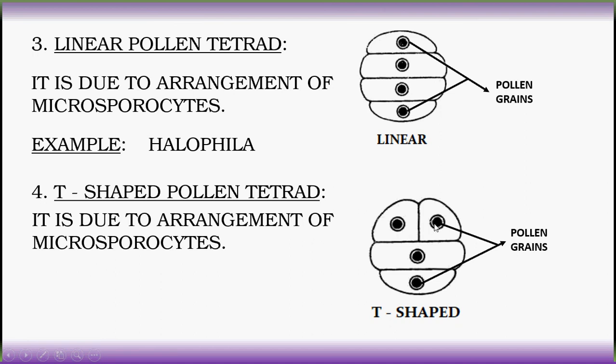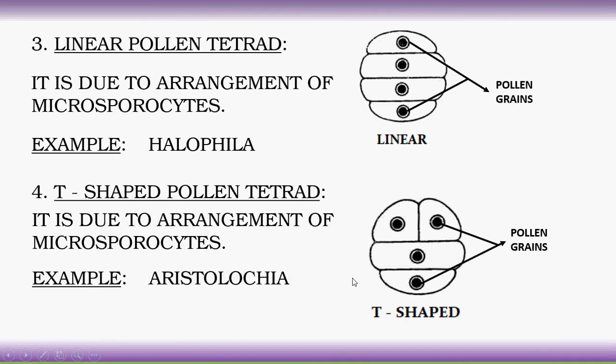Follow the cursor, these 2 are transverse, and if you draw the line like this, it appears as a T. If you draw the line following the pollen grains like this, it appears as a letter T. That's why we mention that the pollen grains are arranged in a T shape. And this type we can observe in Aristolochia.